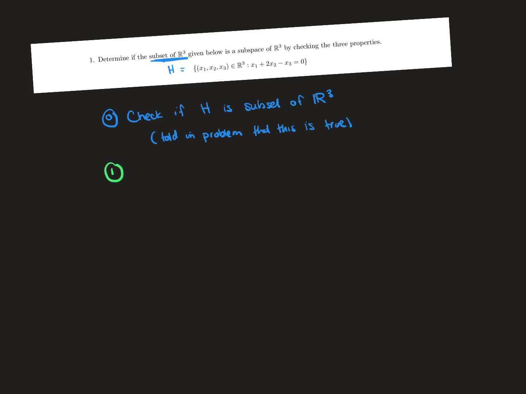My first condition is that 0, whatever element is 0 in my big set, so the 0 vector in R3, is in H. That's what I need to show, so I'll put a box around it. I'm going to write the 0 vector in row notation, because that's the way we've written things up here. So it's equal to the vector 0, 0, 0.